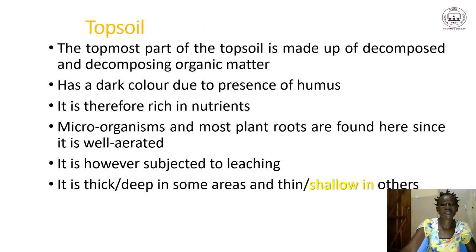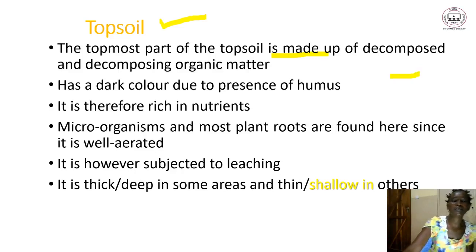Let's now start to look at the top layer of the soil, so-called topsoil, which is also known as horizon N. Most of the times, some of the authors do not include the superficial layer just because it is the topmost part of the topsoil. Of course, it is made up of decomposed and undecomposed organic matter. So they will just combine the superficial layer and that of topsoil.